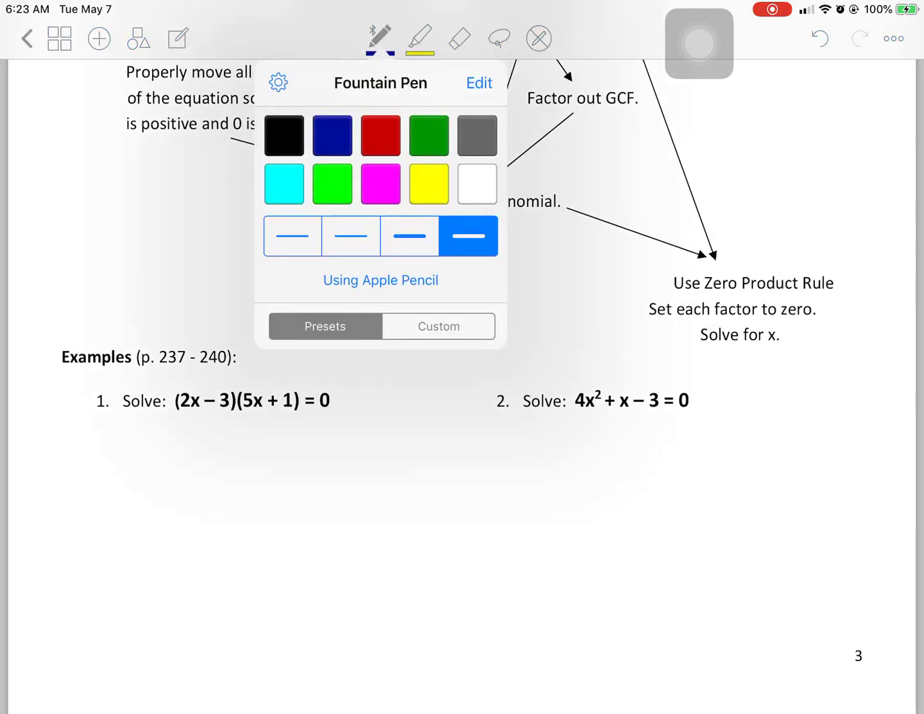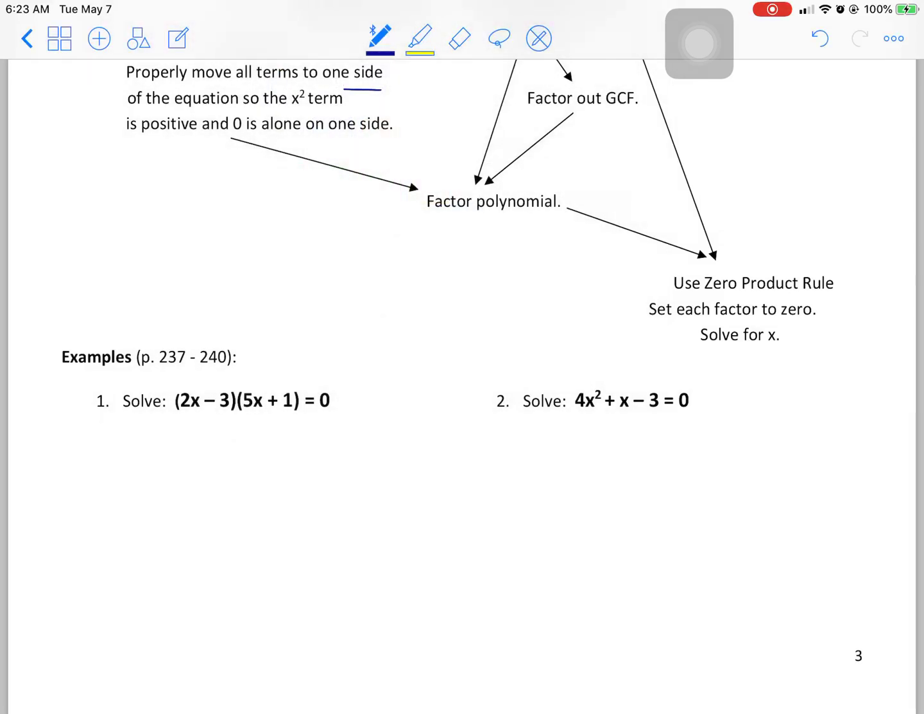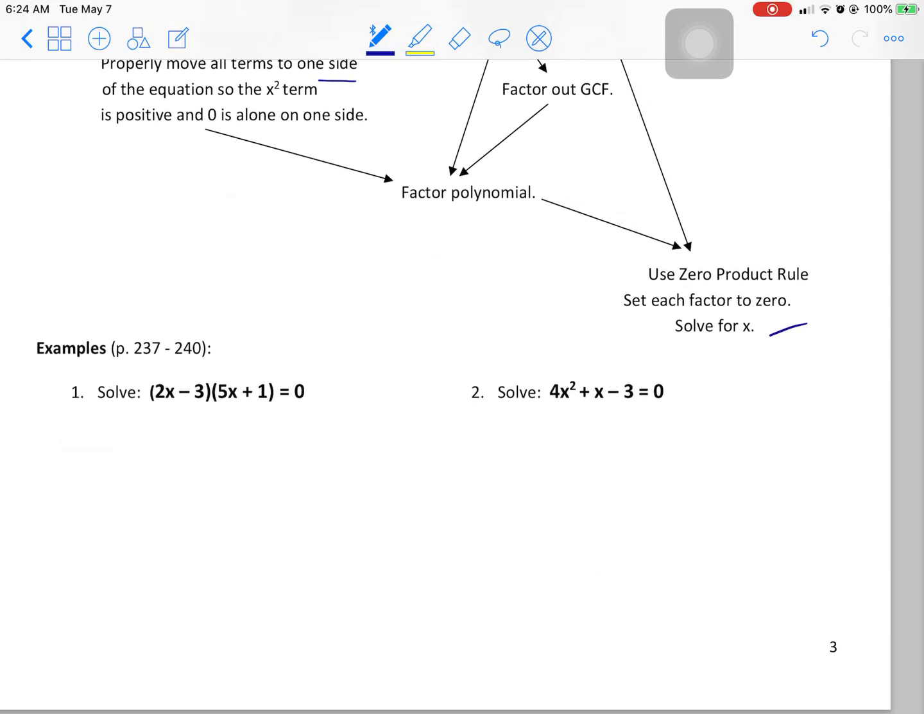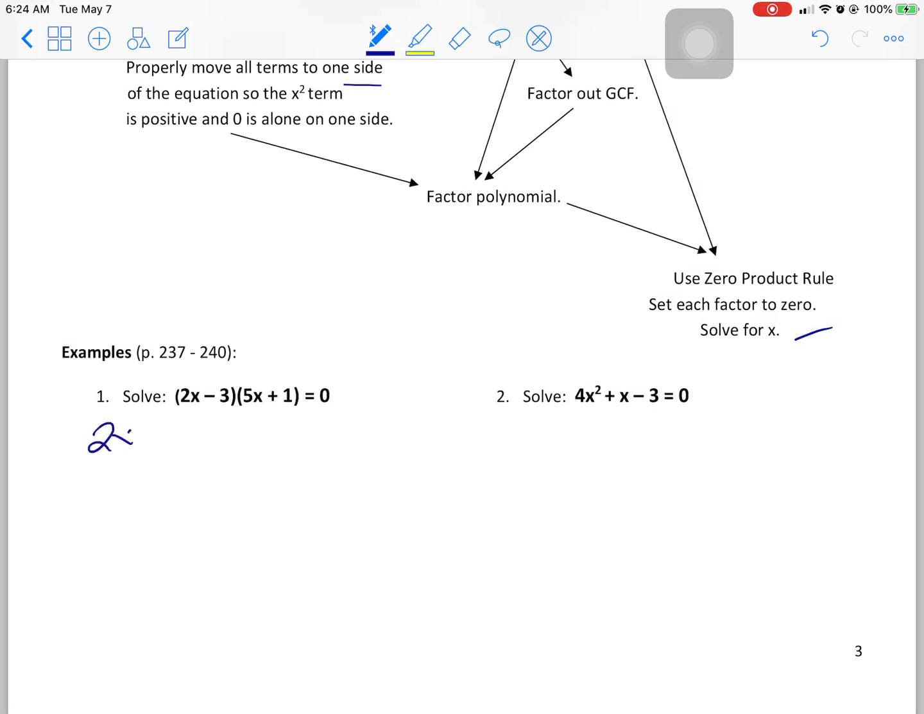So what you do first when you're factoring, is the equation equal to 0? Yes, it is. Do you have factors equal? Yes, I do. Then you're ready to do the zero product rule and set each factor to 0. Each factor set to 0. Solve. These are now linear equations. It changed it from a quadratic to a linear equation.